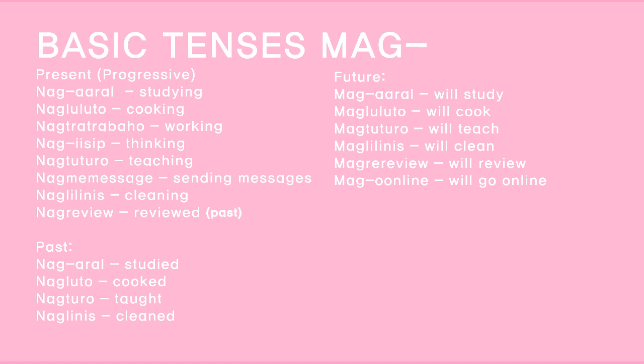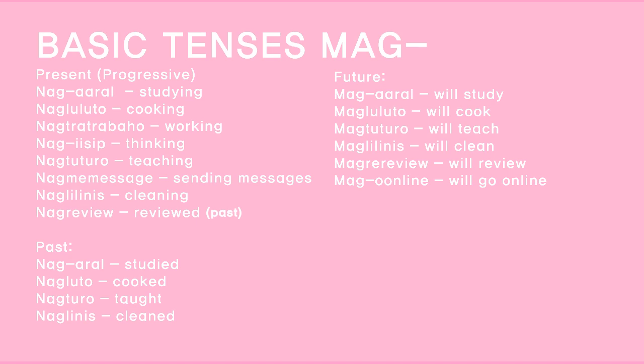Nagre-review. I was like, that's a typo. What? Nagre-review. Okay, past tense: nag-aral, nagluto, nagturo, naglinis. Future: mag-aaral, magluluto, magtuturo, maglilinis, magre-review, mag-o-online.